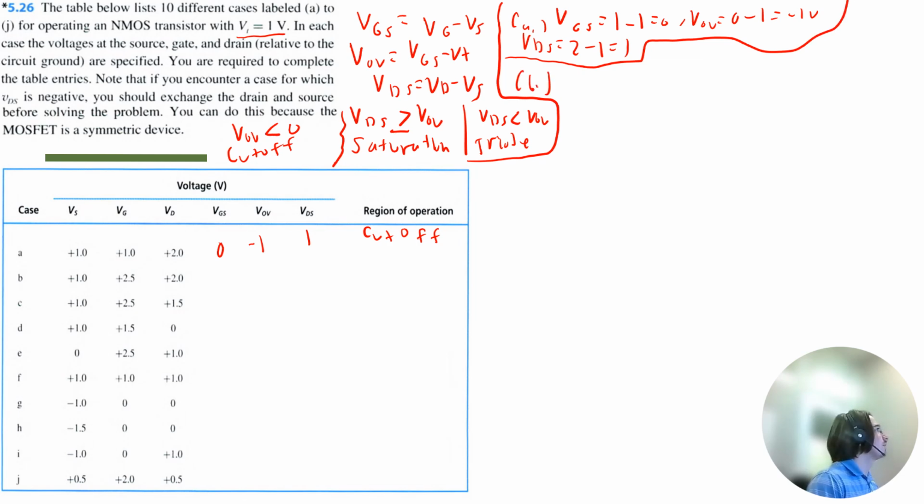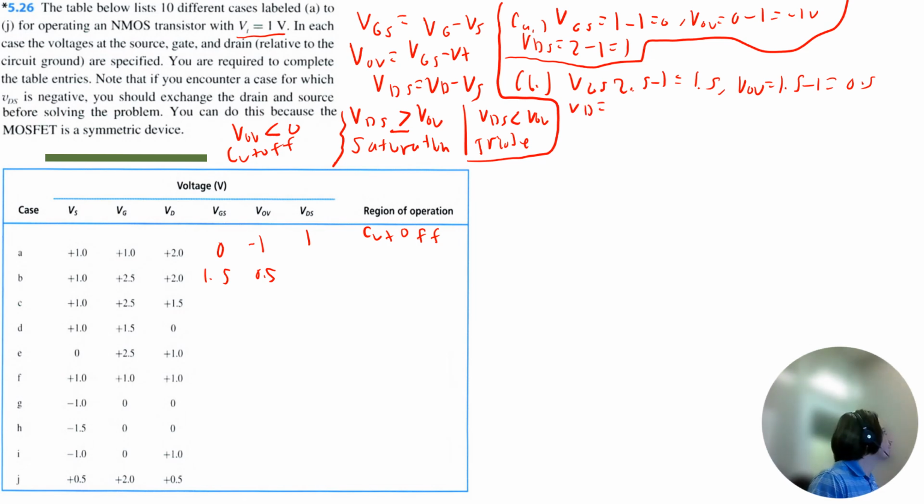Okay, case B. So voltage from gate to source is 2.5 minus 1, and that's 1.5 volts, which means our overdrive is 1.5 minus 1 equals 0.5. So we have a positive V overdrive, so we're good here. VDS is equal to voltage at drain, 2, minus voltage at source, 1, so we get 1 volt. And then this is greater than V overdrive, so we should be in saturation.